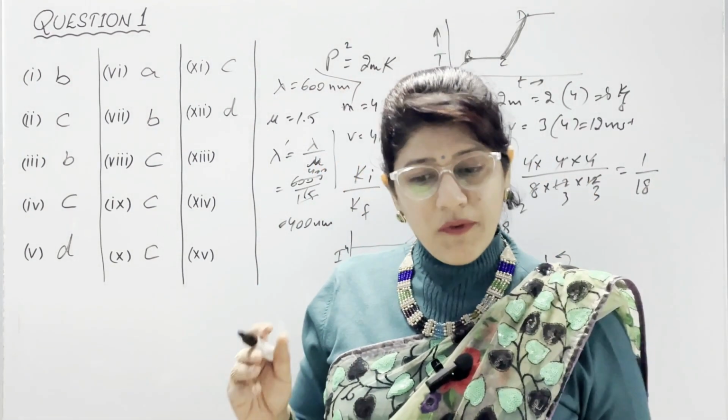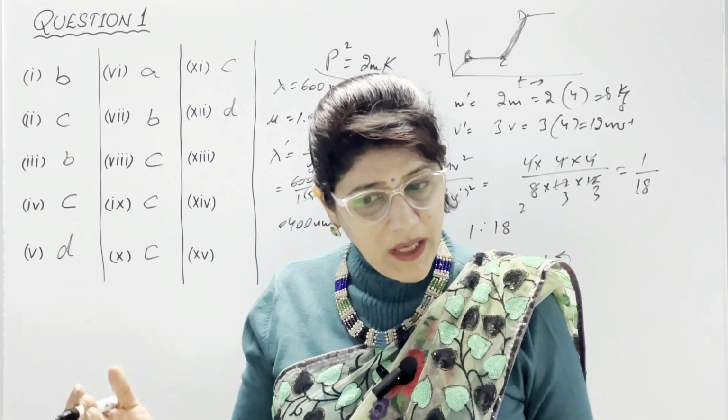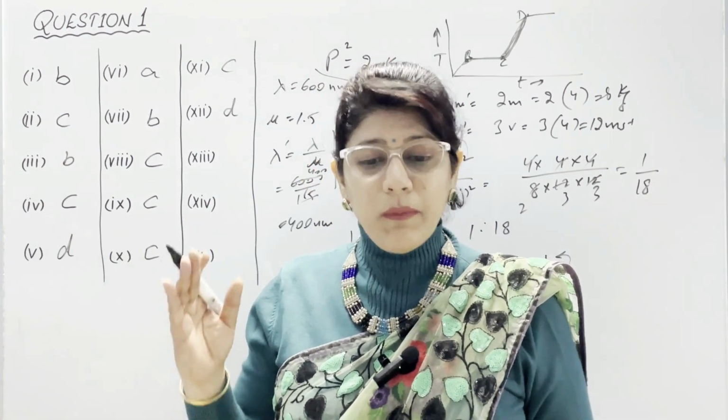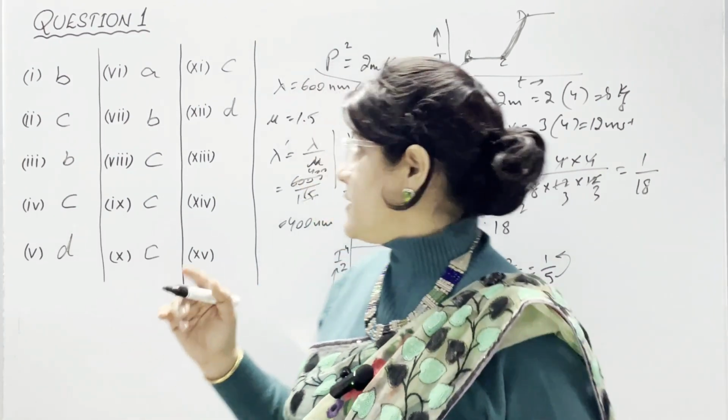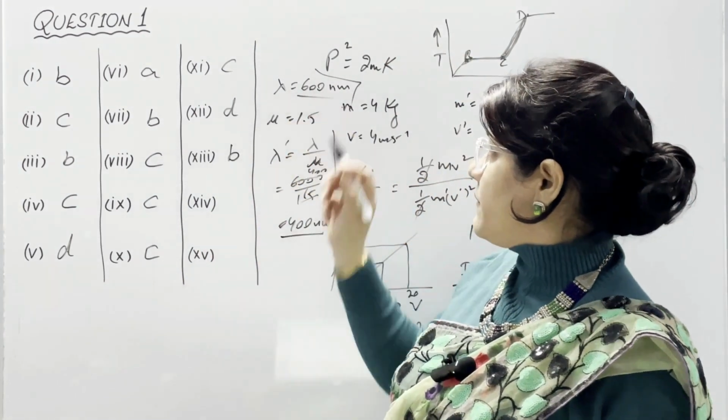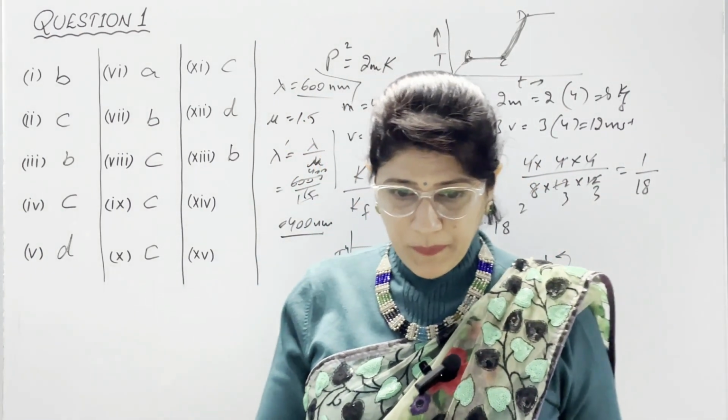So option A, the wavelength of light becomes 1.5 times the initial wavelength. It means we are multiplying these two, but this is not correct. Option B, wavelength of light decreases. So our correct option is B, because you can see it is decreasing from 600 to 400.